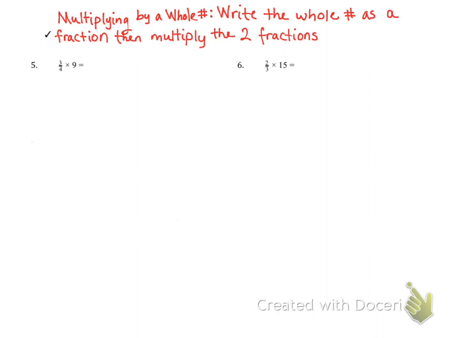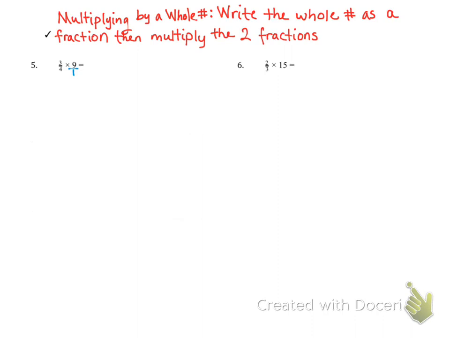One last way to multiply fractions is when you are multiplying a fraction by a whole number. First you're going to write the whole number as a fraction, and then you'll multiply the two fractions. So for number 5, we have 3/4 times 9. The way we can make 9 a fraction is we can put it over 1, because 9 over 1, or 9 divided by 1, is the same thing as 9. So that's how we can write a whole number as a fraction.